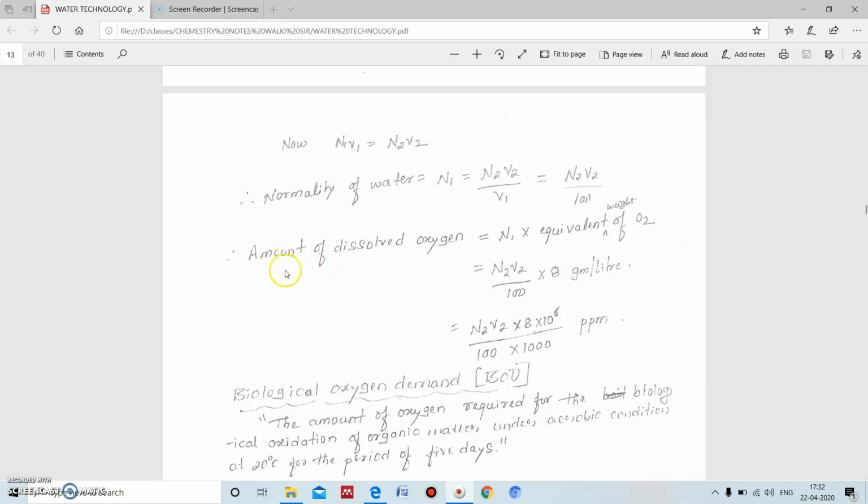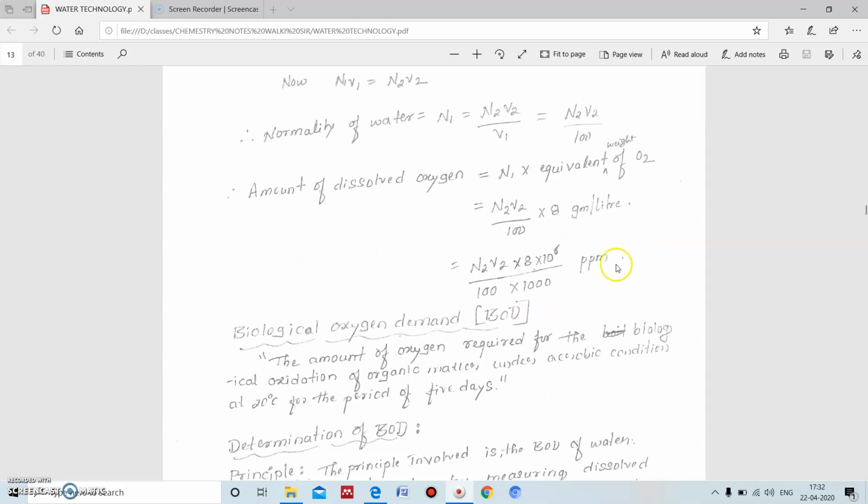Therefore, the total amount of dissolved oxygen is equal to normality of water into equivalent weight of oxygen. Normality of water is N2V2 divided by 100, and this is multiplied by the equivalent weight of oxygen, that is 8. This dissolved oxygen can also be expressed in ppm. This can be done by N2V2 into 8 into 10 raised to 6, divided by 100 into 1000. Whatever answer comes will be expressed in ppm.